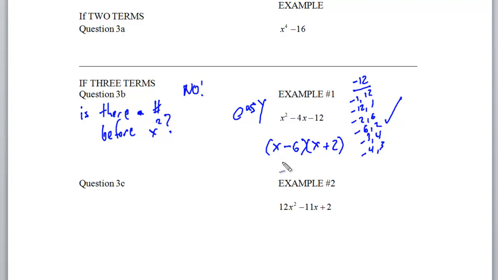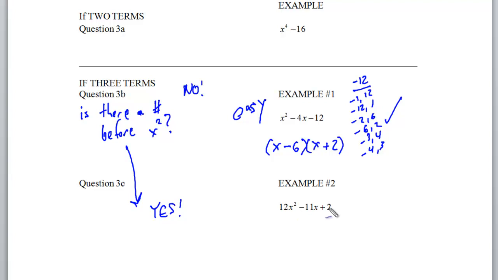And now it's factored. Okay, question 3C. Now, we've noticed that in the previous three problems here, there's nothing I could remove from each of these terms to make the problem smaller. So, if I ask the same question, is there a number before x squared? The answer is a sad yes. Then we've got to use an alternative method that works with this 12 here.